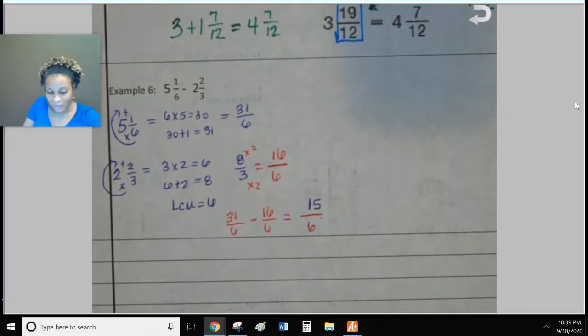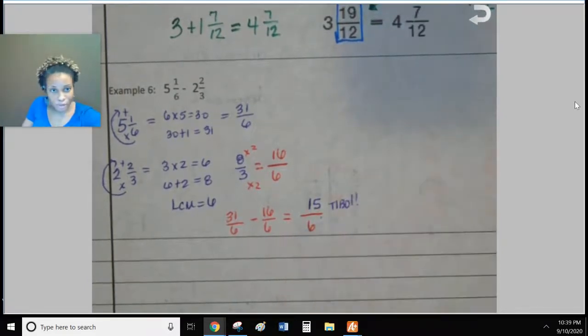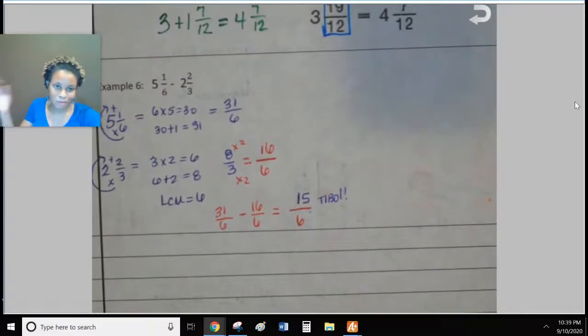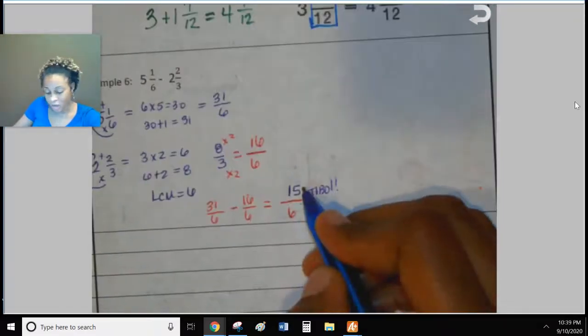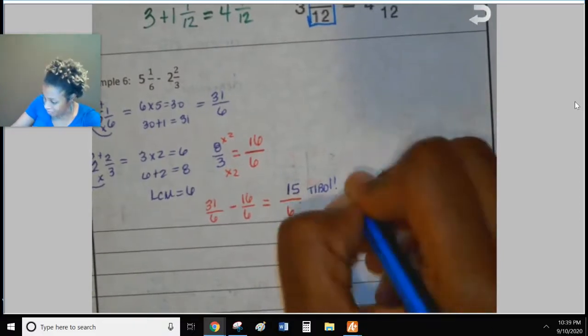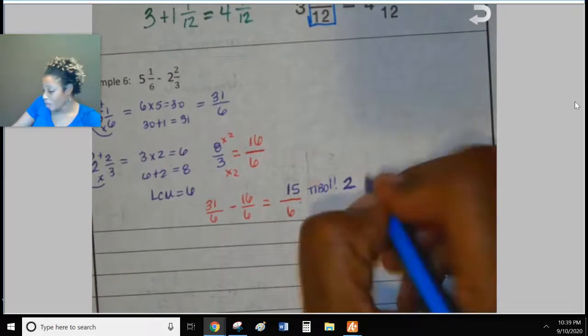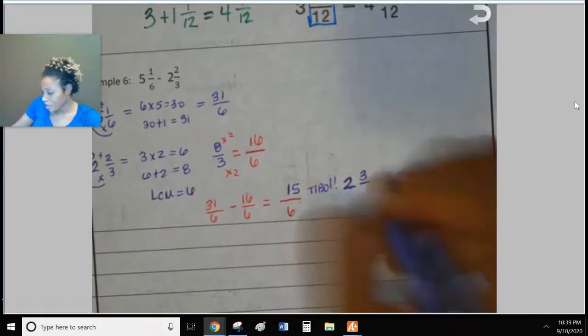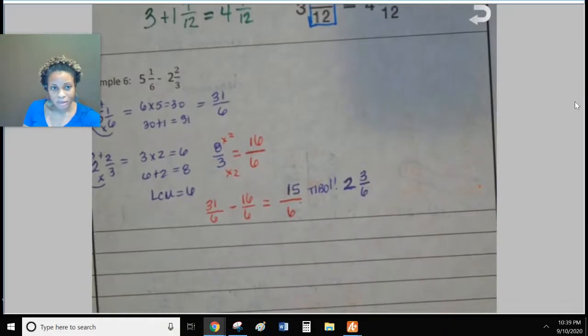We want to make it a mixed number. You would do a T-bow. I'm not going to show you guys because I know right now you're like, I'm over T-bow. I got it. 6 will go into 15. Hopefully you said 2 times. So that would give us 12. And then we would have 3 left over. And our denominator stays the same. 2 3/6.